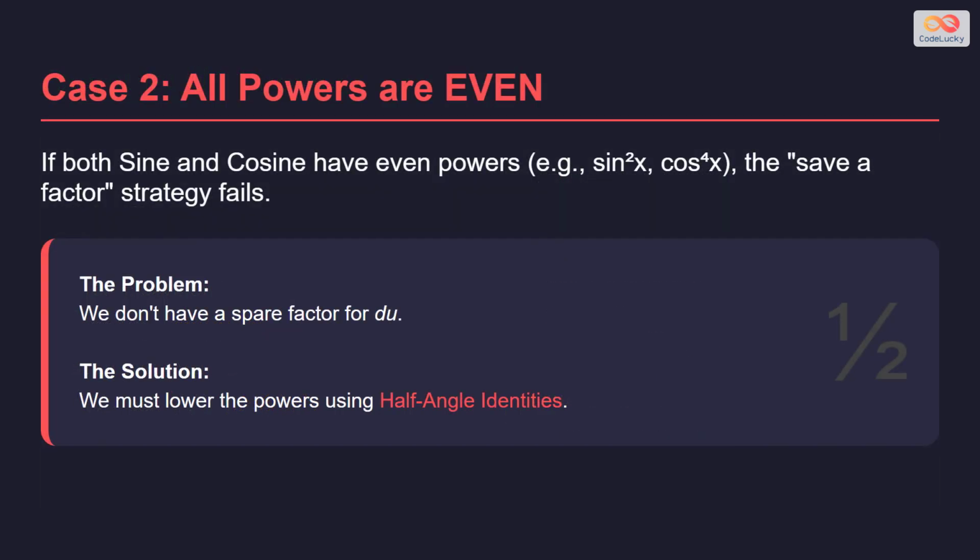Case number 2 is a bit trickier, when all powers are even. For example, sine squared or cosine to the 4th. Here, the save a factor method fails because we would be left with an odd power that doesn't convert easily. Instead, we must use half-angle identities to reduce the powers.